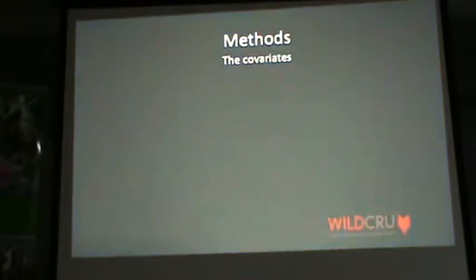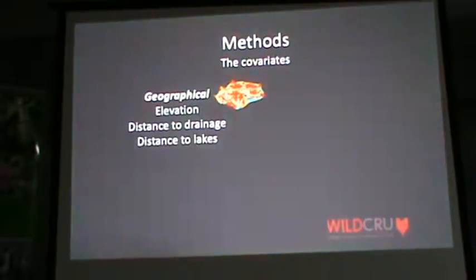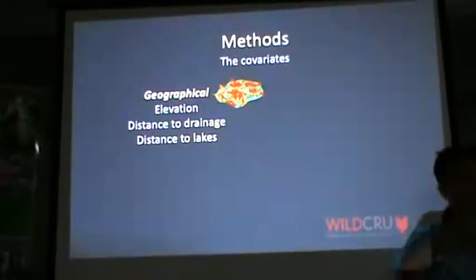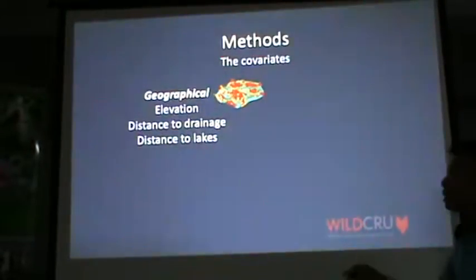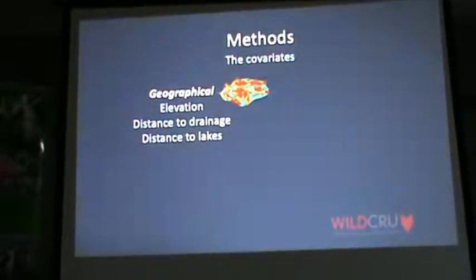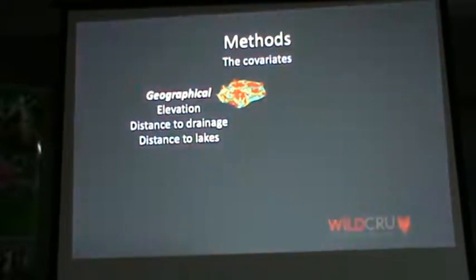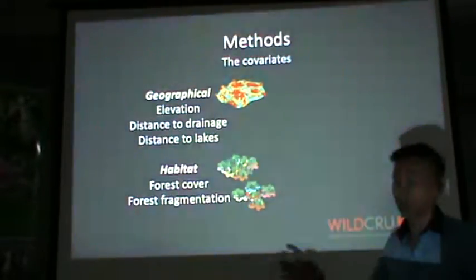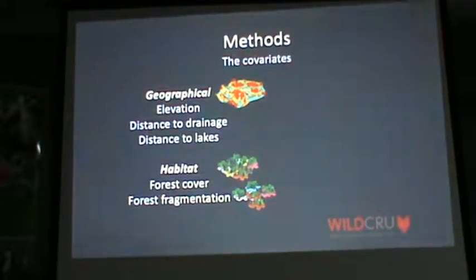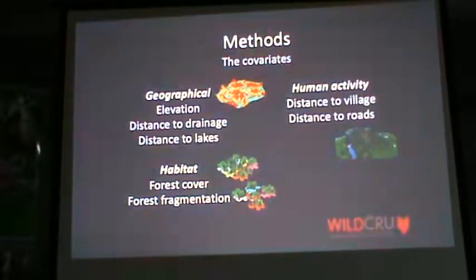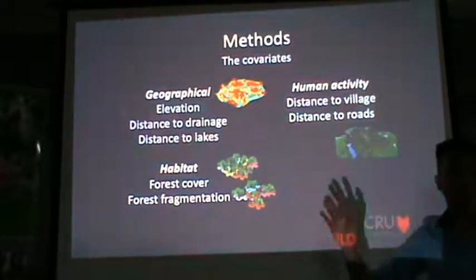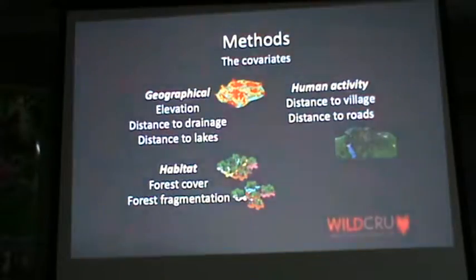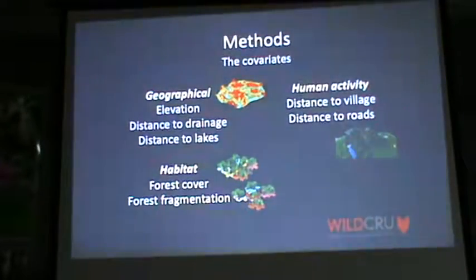And here, we chose these environmental covariates. The first one, geographical ones that encompass elevation, where the camera trap was found, how high it is on the mountain or hill, distance to drainage, how far it is from the rivers, and how far it is from the nearest big lake. Then we have habitat, how much of the area is covered by forest, and the degree of fragmentation. And we also have some others that talk about distance to village, how far it is from the nearest kampong, or how far it is to the nearest road. So each camera trap has a value itself.